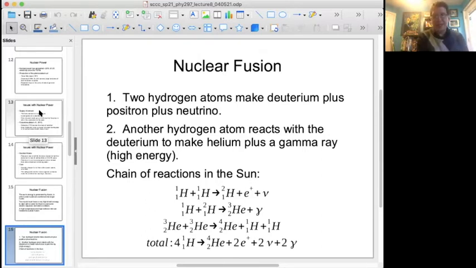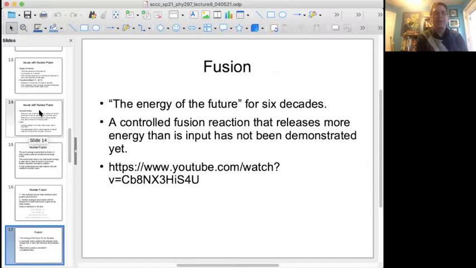So the basic reactions in the sun, for example, you have two hydrogen atoms making deuterium plus a positron plus a neutrino. Another hydrogen atom fuses with the deuterium to make a helium atom plus a gamma ray. And then two helium atoms fuse together to make helium plus two more hydrogen atoms. So the net result is four hydrogen atoms become a helium-4 atom plus two positrons plus two neutrinos plus two high energy gamma rays. So there's quite a bit of energy released for the amount of mass that's put in.